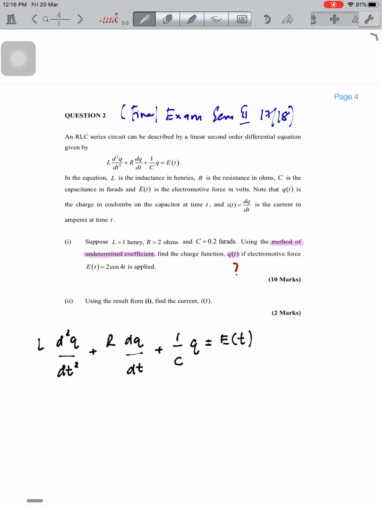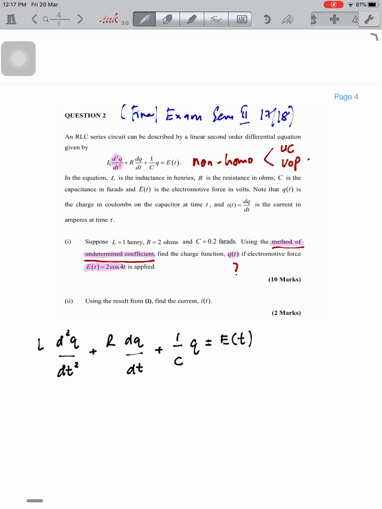Right, so first of all, we already know that this is a second order differential equation because the highest order is second order, and we know that E(t), the function, is not equal to 0. So definitely we can tell already that this is a non-homogeneous differential equation that can be solved by using two methods, UC or VOP, but it's been specified in the question right here that we'll be using the method of UC, undetermined coefficient.